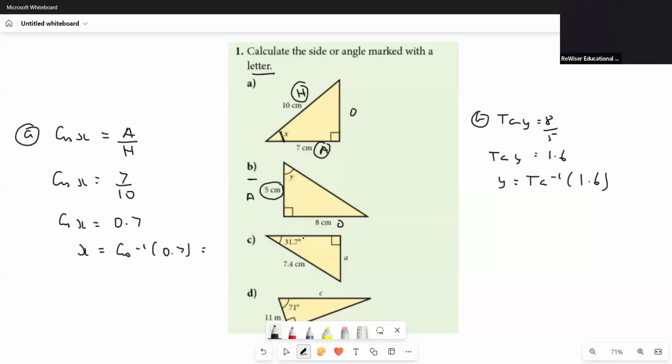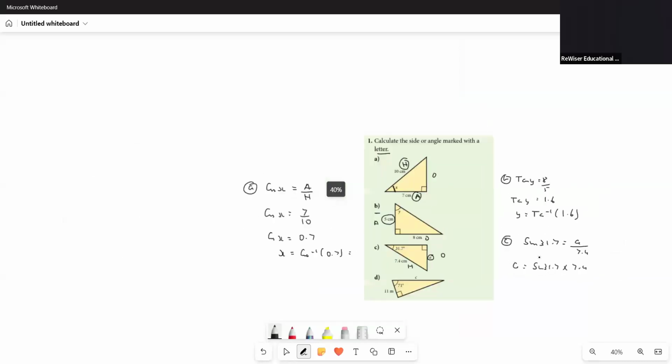Now, similarly, moving on to the C part of the question, this is 31.7 degrees and that's A. So if this is theta, that's obviously opposite and that's hypotenuse. So opposite by hypotenuse is sine. So we know that sine of 31.7 must be equal to A over 7.4. So we can easily get the value of A as sine of 31.7 degrees multiplied by 7.4, and we get the answer. Now moving on to the D part of the question.